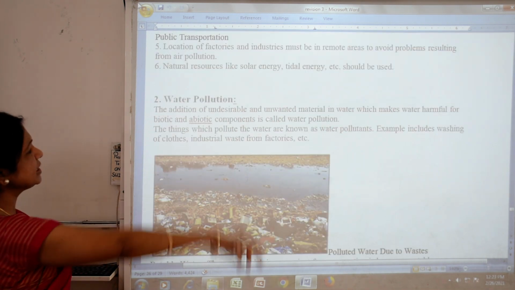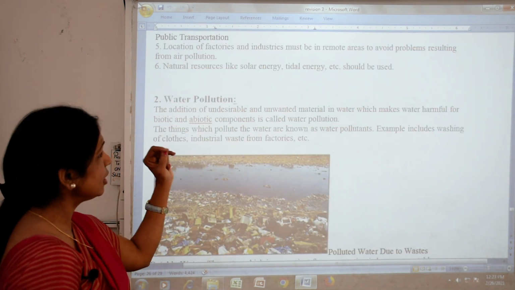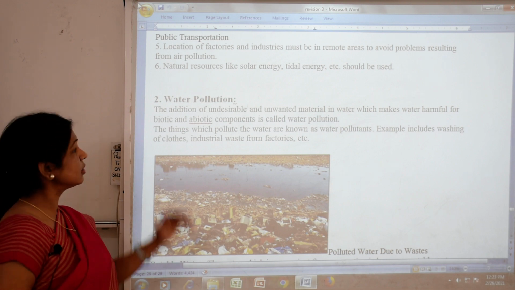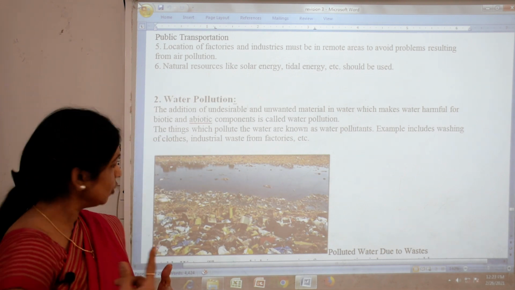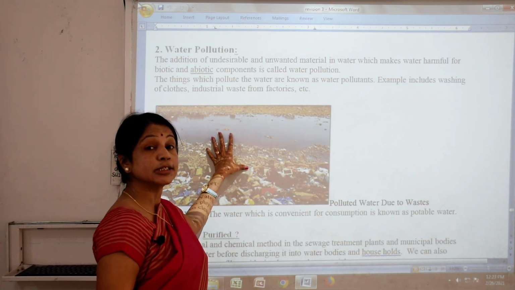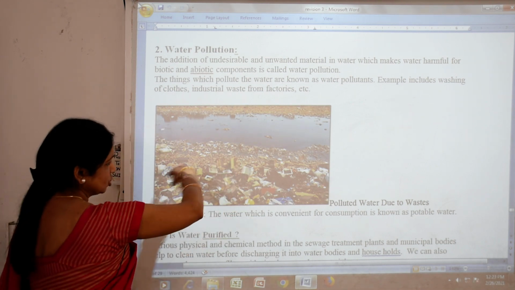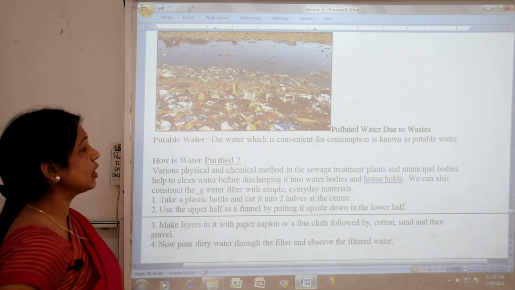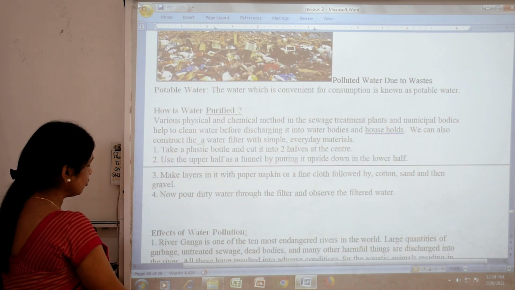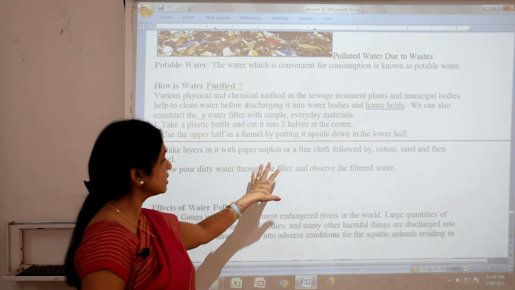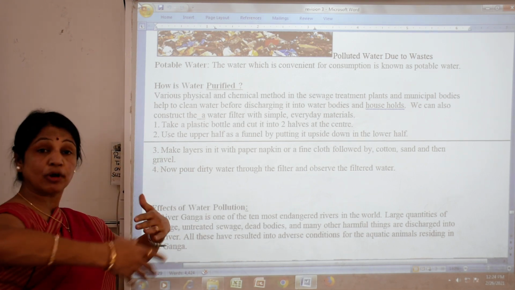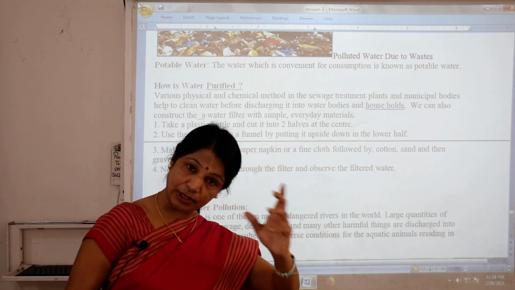Water pollution is the addition of undesirable, unwanted material to water, making it harmful to biotic or abiotic components; this is called water pollution. Here we see garbage and various types of industrial waste discharged into the river. Potable water is water that is convenient for consumption. How is water purified? Through various layers of a napkin or fine cloth, followed by cotton, sand, then gravel. Pour the dirty water through the filter and observe the filtered water.